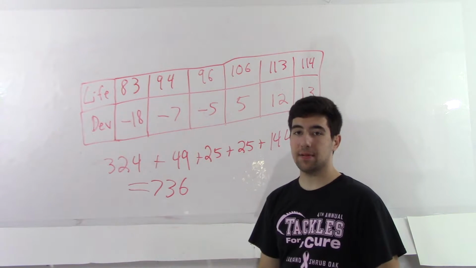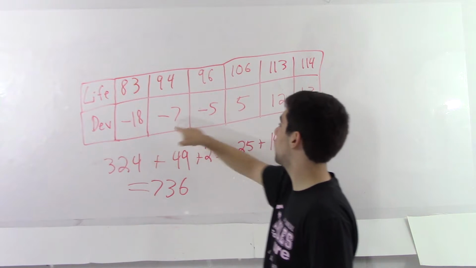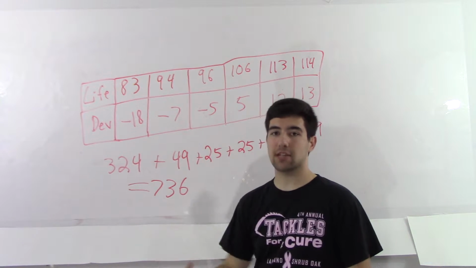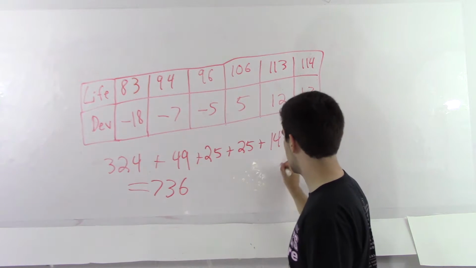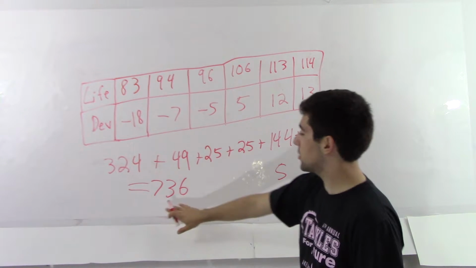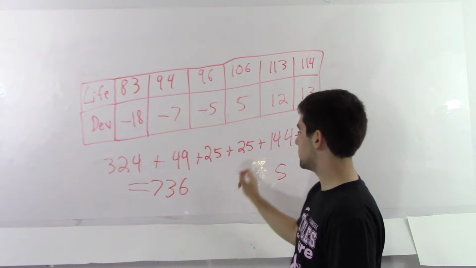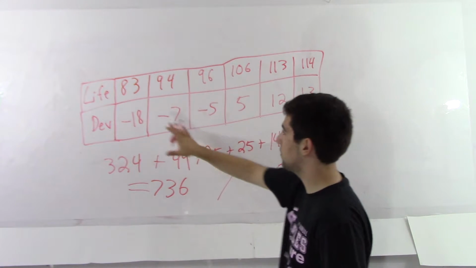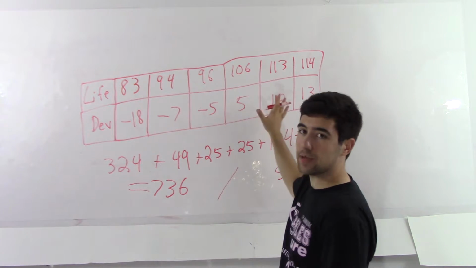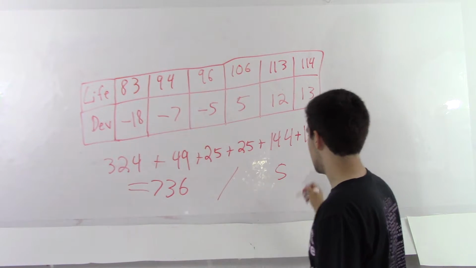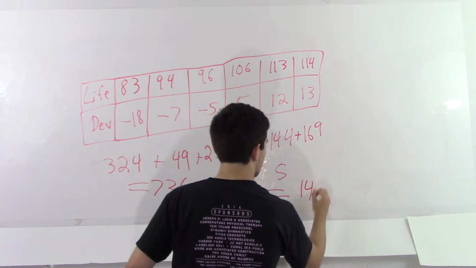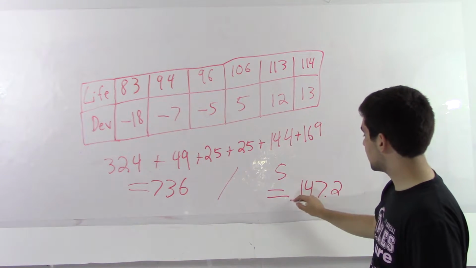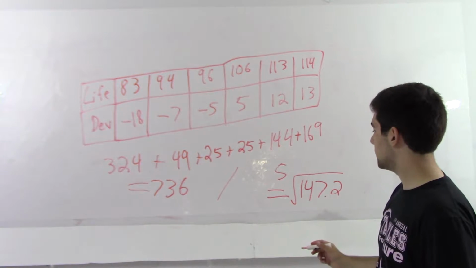The fourth step is to take the number of points you have, which in this case we have 6, and subtract 1 from that number of points, which will give us 5. Then you're going to take your total from the squared deviations and divide that by 5, which is, as I said before, the number of points we have minus 1. That's going to give us 147.2. The last and final step is to take the square root of this number.